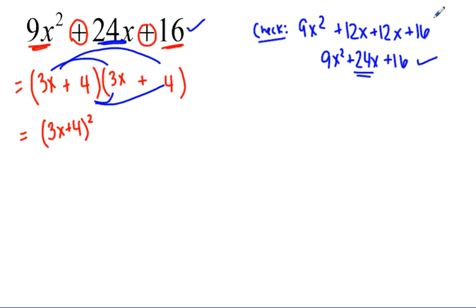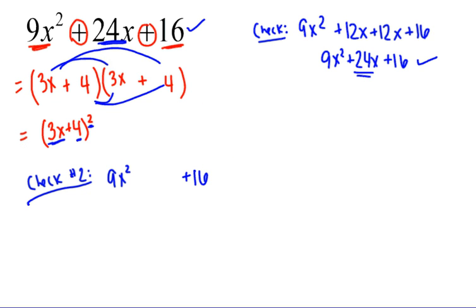Another way that you can check yourself, there is a trick to this problem. So here's a second way for you to check your work. We'll call this check number 2. You're going to take the exponent, the square, and your first term, 3x. 3x to the second power is 9x squared. 4 to the second power is 16, a positive 16.